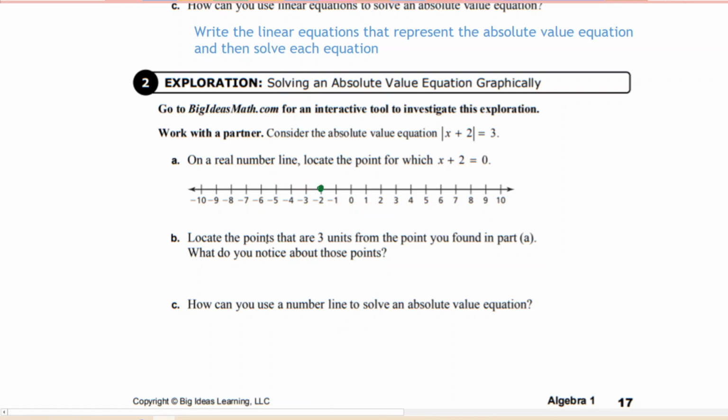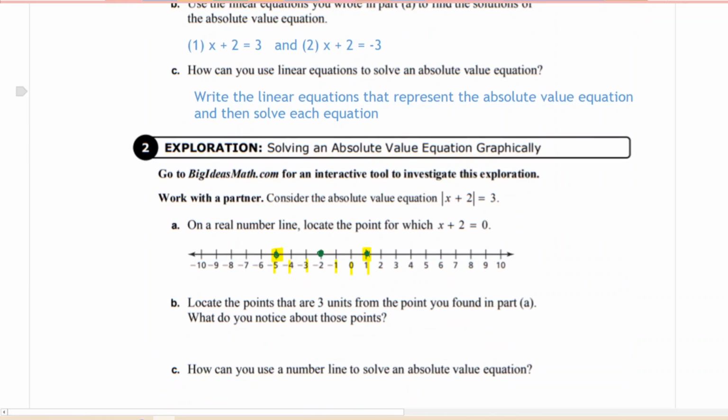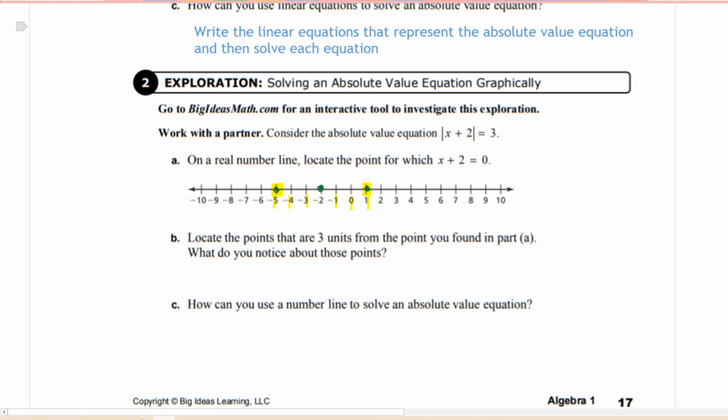Okay. And then locate the points 3 units to the left and to the right. So let's count. To the right, we have 1, 2, 3 units. That would be at x equals 1. And then to the left, we have 1, 2, 3 units to the left. That's x equals -5. We'll put points there. Okay, what do you notice about these points? Well, these are the same solutions that we got over here, -5 and 1. These are the same.